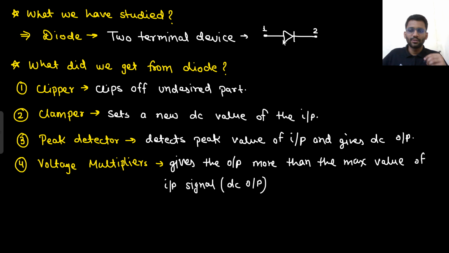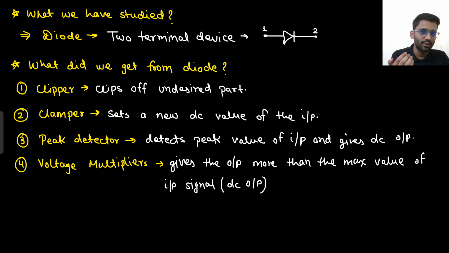In the two-terminal device, we saw different applications. First we saw the clipper circuit. What was the clipper circuit? It clips off the undesired part of the input signal. What does a clamper circuit do? It sets a new DC level, that means it clamps up or clamps down the input signal. What does a peak detector do? It detects the peak value, positive or negative. So in the output you have some DC value, it can be plus Vm or minus Vm.